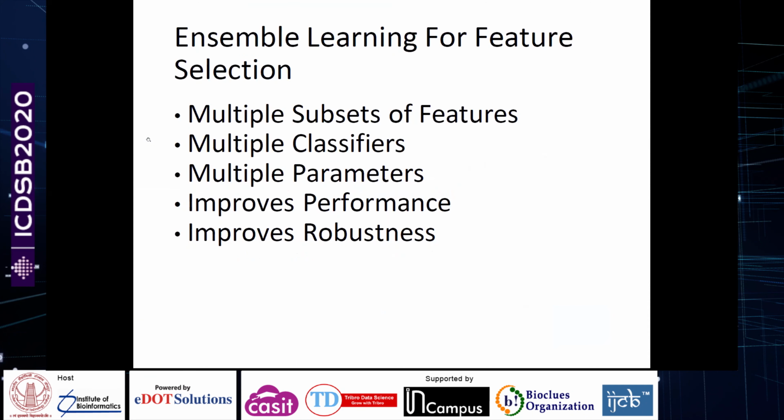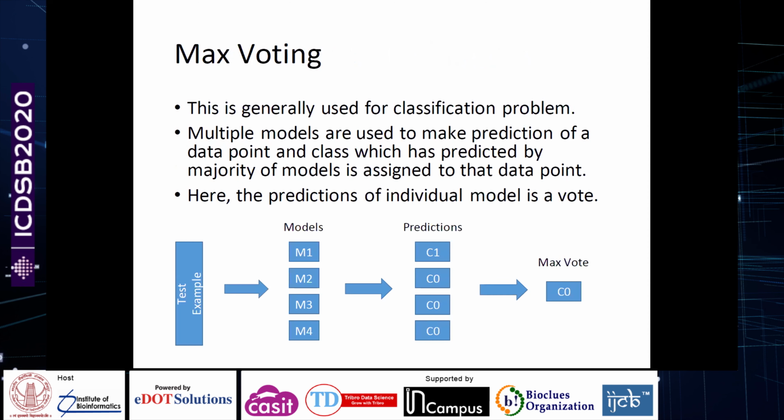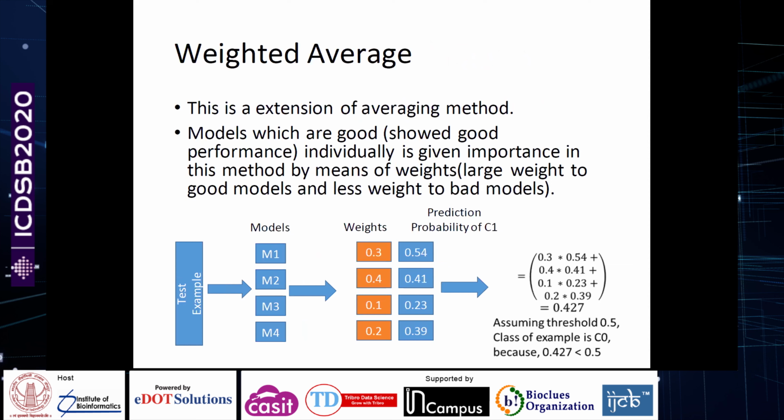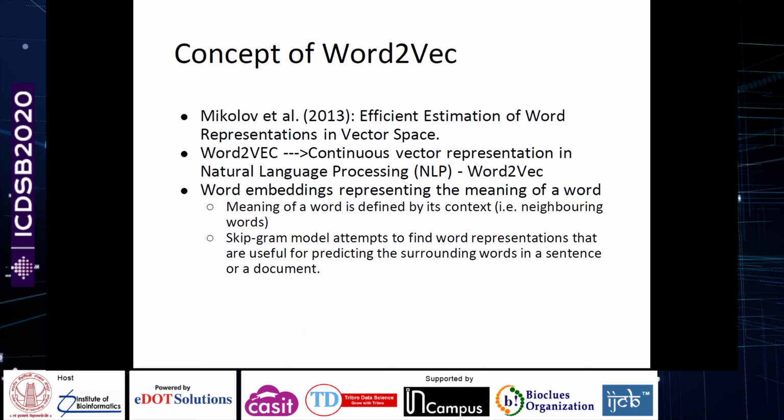In our recent work, we have used ensemble learning for feature selection. We use ensembles of classifiers using multiple subsets of attributes, multiple parameters, and multiple classifiers. So it improves performance and robustness. Different ensembles of algorithms are used, and by using maximum voting, averaging, or weighted average, you can get the final output. So this is a sort of voting methodology averaged over several ensembles. We can also use bagging and boosting applications for this.